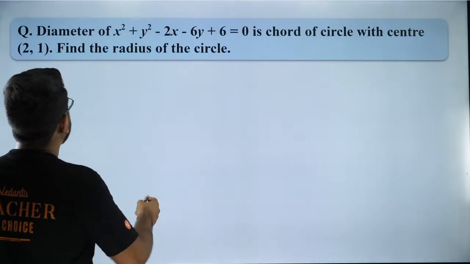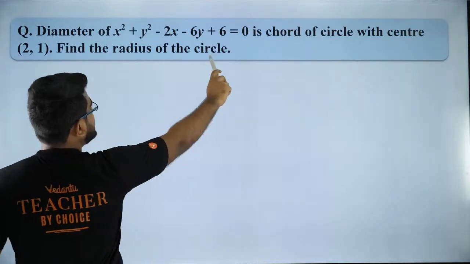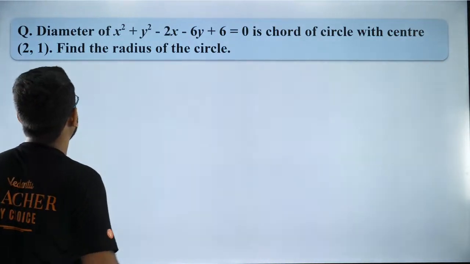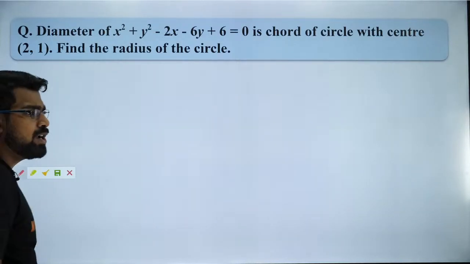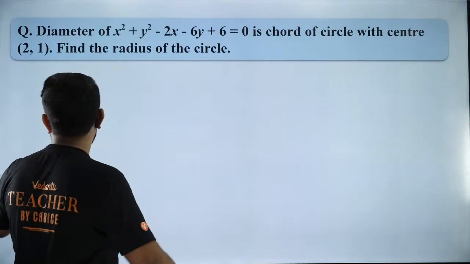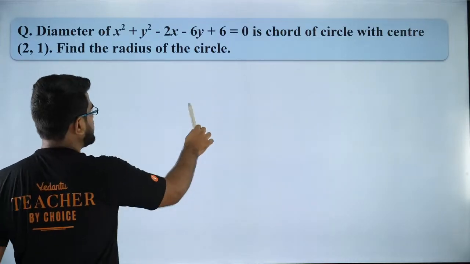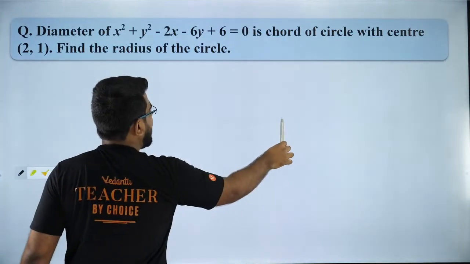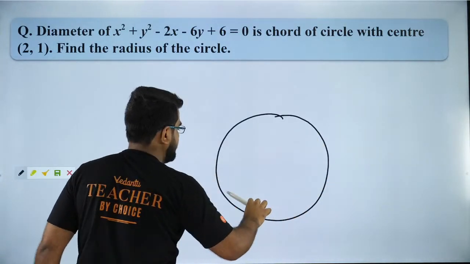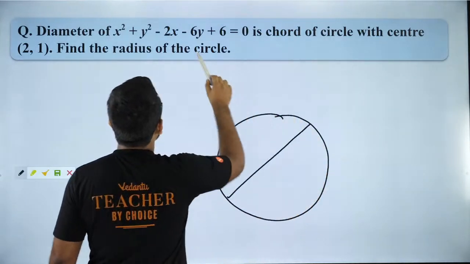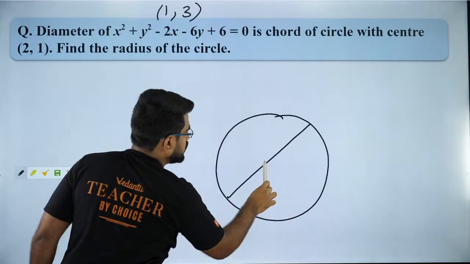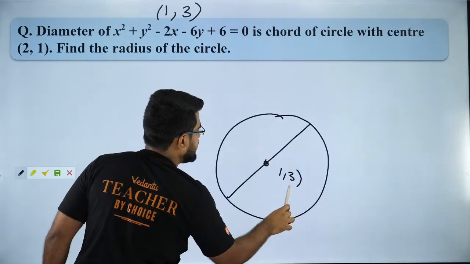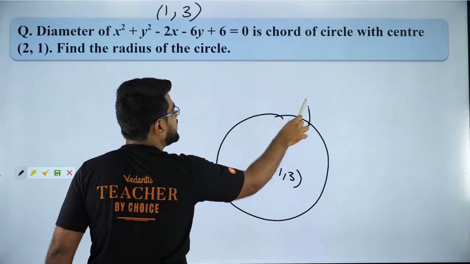Now, what did they say? The diameter of this circle is a chord of the second circle. Then, you need to find the radius of the second circle. Okay. So, let us try to understand it. And guys, this was also a very simple question. Okay. So, we have a circle and we have the diameter of it. Diameter passes through the center, which is (1, 3). I hope you got that. So the center is (1, 3). And now this is a chord for another circle.